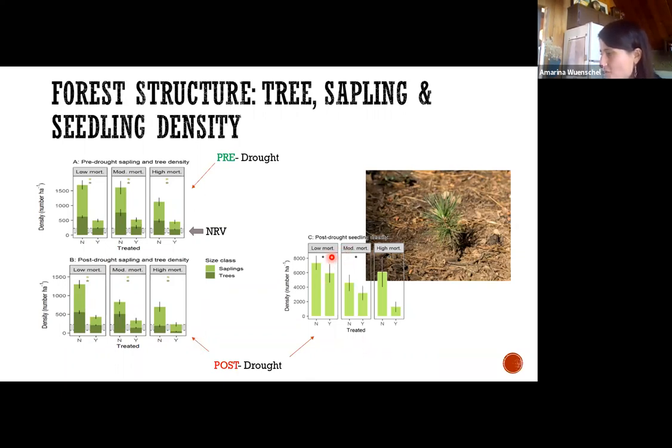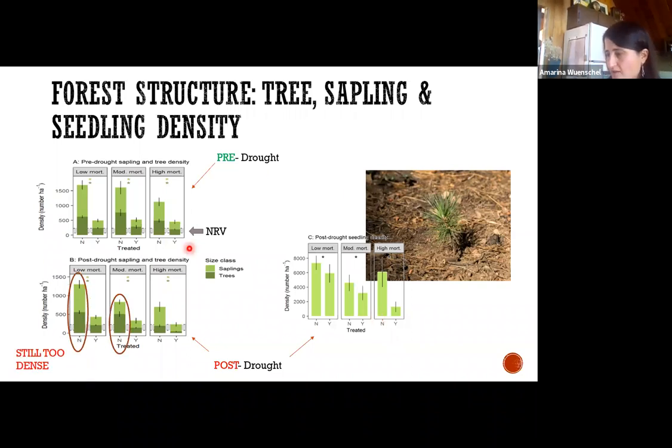And then this graph here is showing seedlings, so the smallest trees that we have. Density numbers are here on the y-axis, and the treated status on the x-axis, and again, low, moderate, and high mortality classes. And pretty much across the board, there's more seedlings in the untreated plots than there are in the treated plots. And for some reason, we have especially low numbers of seedlings here in the highest mortality plots.